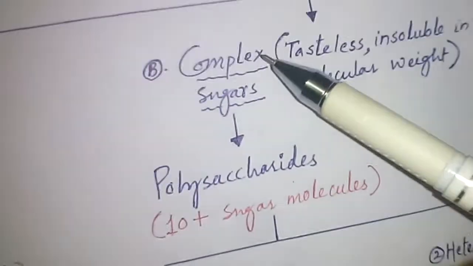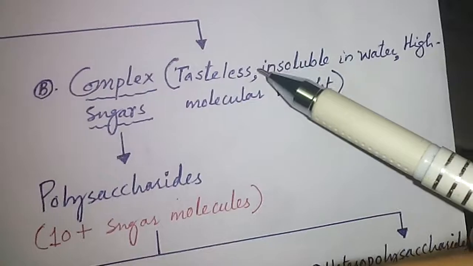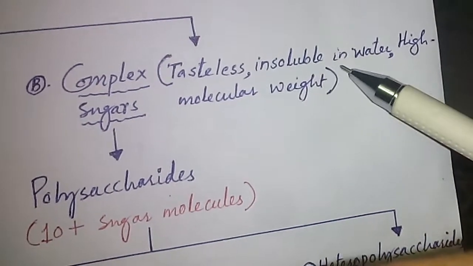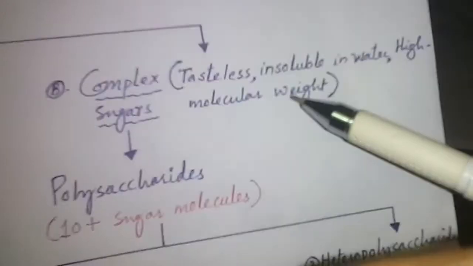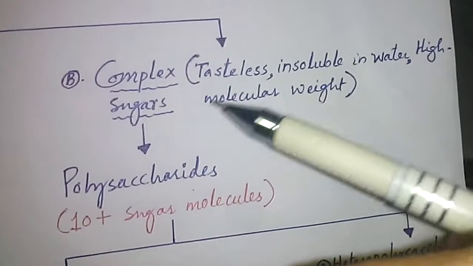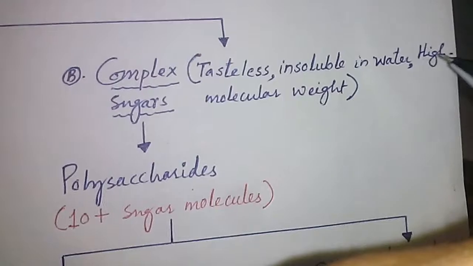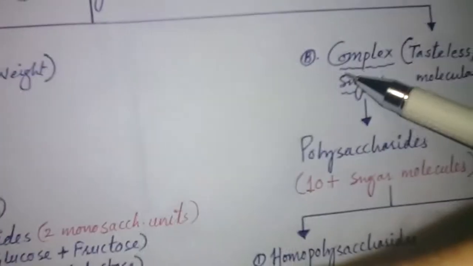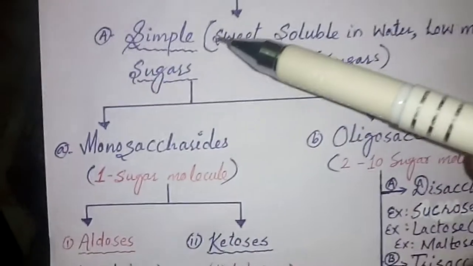While the complex sugars also have some unique features: they are tasteless, insoluble in water, and have high molecular weight. So complex sugar means the tasteless sugar, insoluble in water, and high molecular weight carbohydrates. So these are the two major types of the carbohydrates, complex sugar and simple sugar.